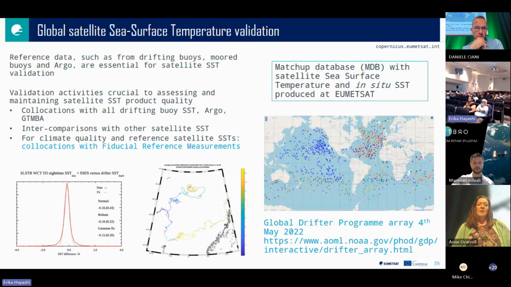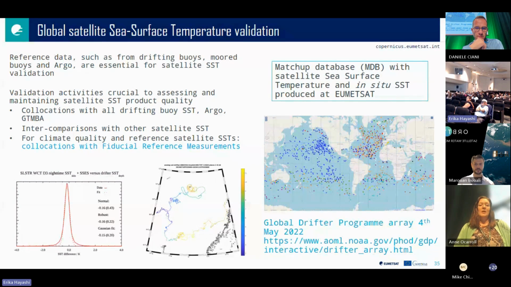So reference data, in situ data, are essential for sea surface temperature validation. They've been used for many years from GRIST. This includes radiometers, drifting buoys, more buoys than Argo. So co-locations with all the reference data are important for satellite validation, and also intercomparisons with other satellite sea surface temperature.